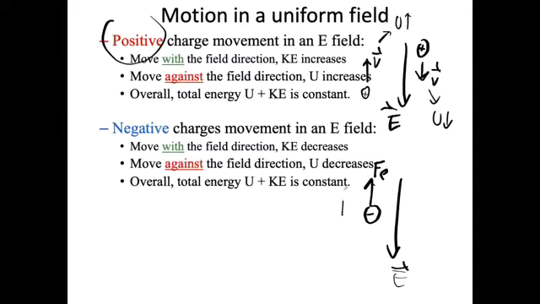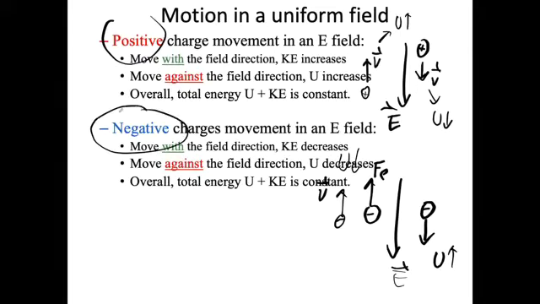So if this charge is moving in this direction, the electric potential energy is going to be decreasing. Now if you have a negative charge moving in the direction of the electric field, you have potential energy increase. So that's the difference between electric potential energy and gravitational potential energy. In gravitational potential energy, your mass is always positive. But for charge, you can have positive charge or negative charge.